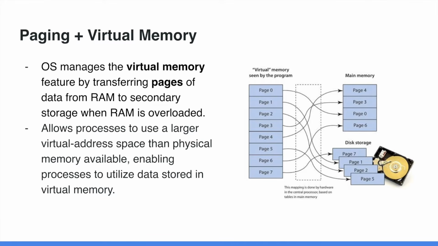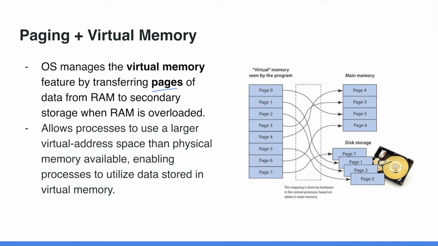Now, when we're dealing with virtual memory, the OS is basically going to manage virtual memory by transferring pages of data from RAM to secondary storage. Pages are chunks of data of a fixed size that the RAM is organized into, and that can be transferred to virtual memory. So pages serve as the unit of data that gets transferred between virtual memory and main memory, RAM. Virtual memory being on the hard drive, main memory being in the RAM.